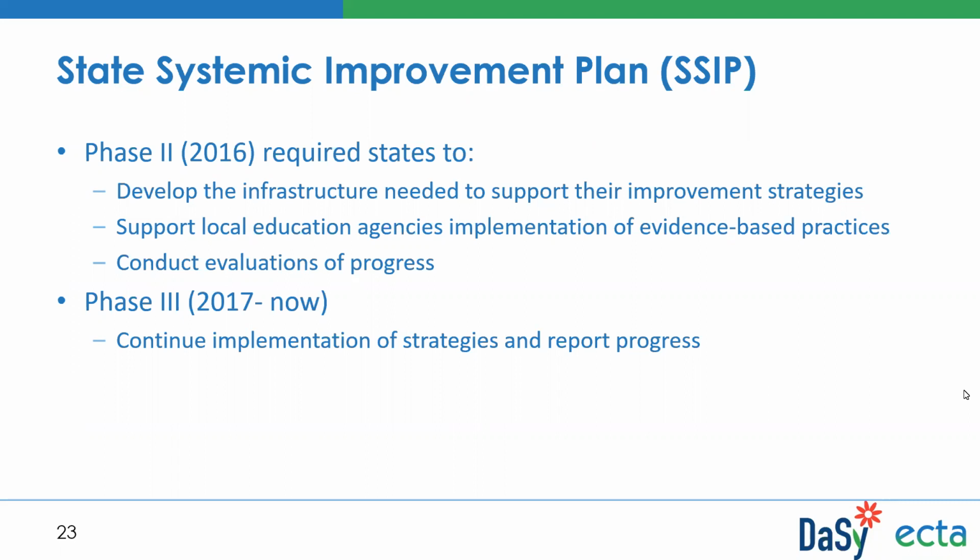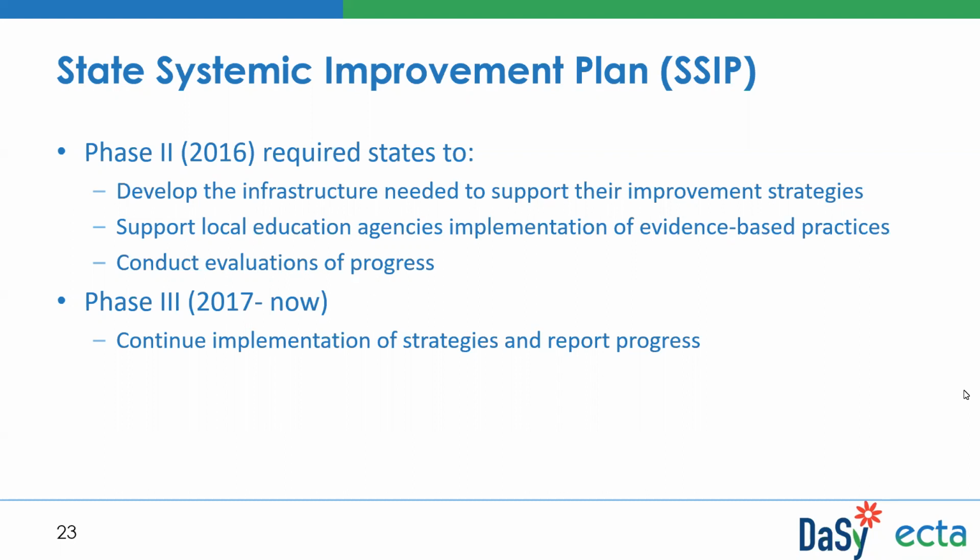And then they were asked to conduct evaluations of progress. So they developed a 5-year plan based on data and a needs assessment to identify what the needs were. They chose a child and/or family outcome to focus on, and then identified what evidence-based practices they would have in place to move towards that measurable result that they were focused on. They have been working on those plans through now, and it will continue.